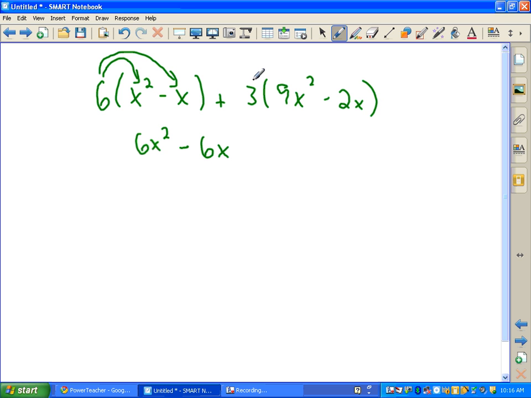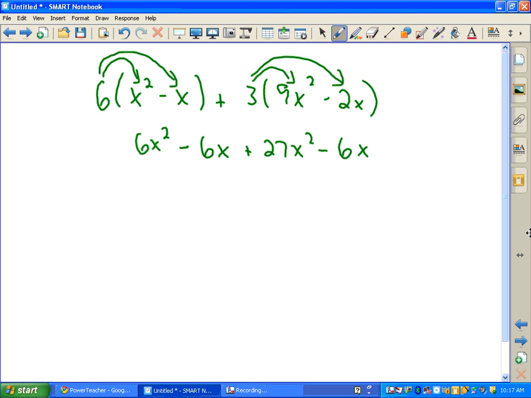Now I'm going to take the 3 and distribute it to both of those. So 3 times 9x squared is going to be 27x squared. Just multiply the numbers, keep the variable the same. And 3 times a negative 2x, 3 times negative 2, is negative 6x.